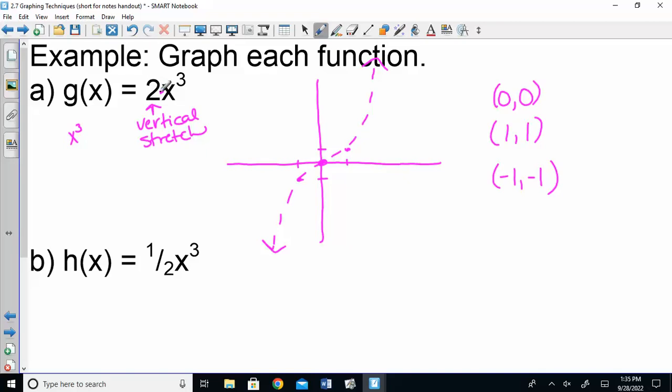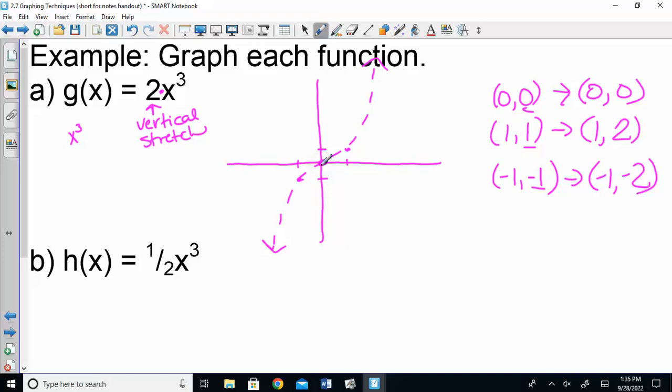I told you outside changes y and it does what it says. So what should I do to my y's? Multiply by 2. So here are my y's. I'm taking those times 2. So 0 times 2 is still 0. 1 times 2 is 2. Negative 1 times 2 is negative 2. My x's don't change, it's just changing my y there.